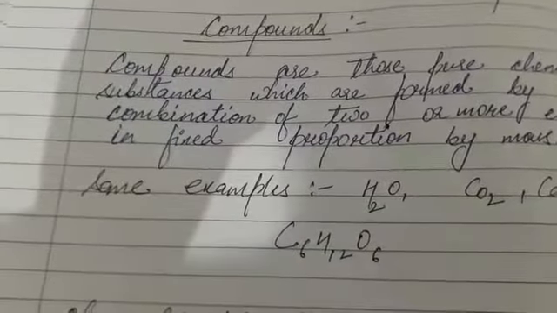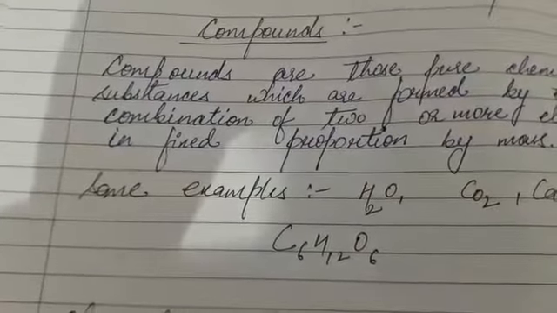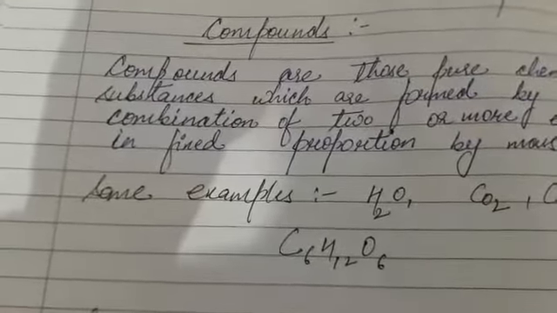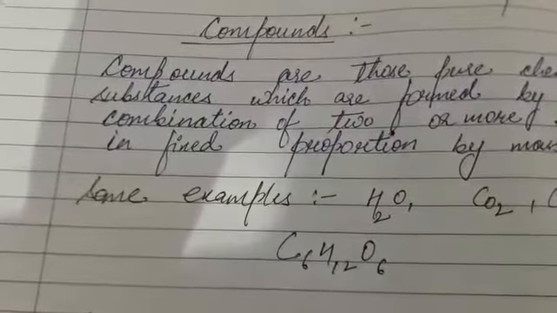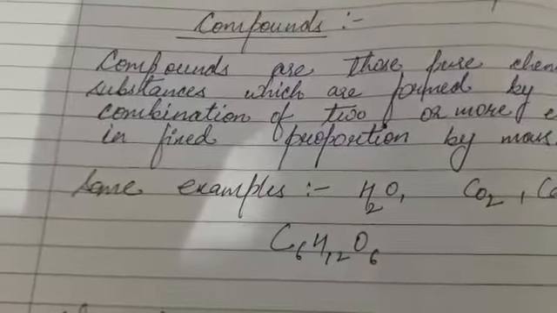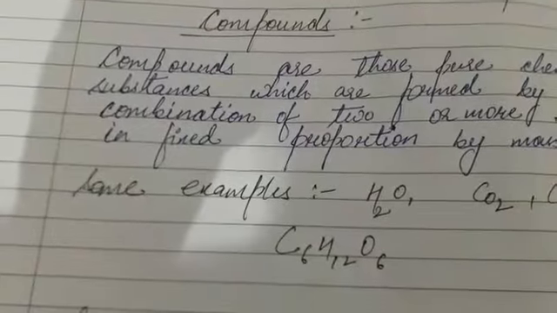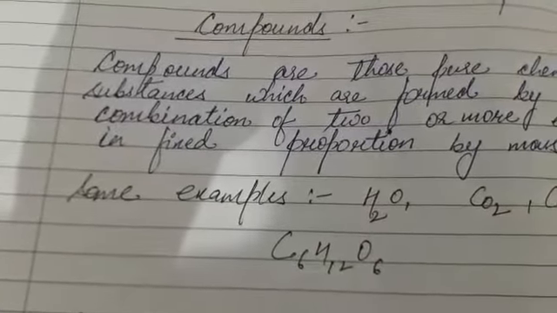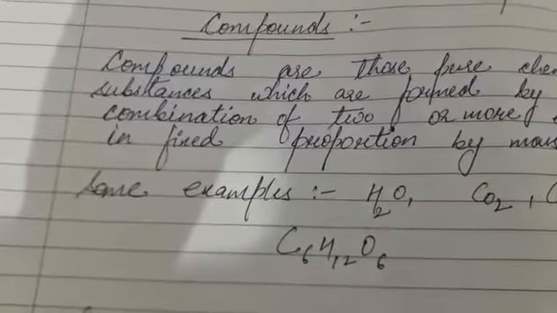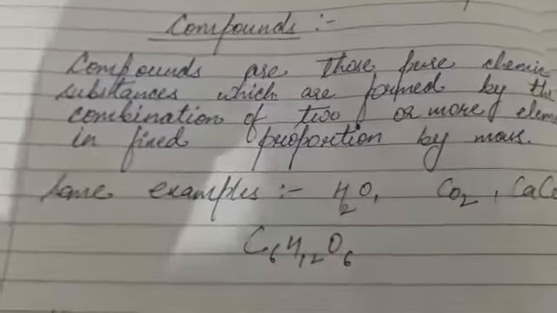On the other hand, compounds that are formed by sharing of electrons are called covalent compounds. For example, hydrochloric acid HCl, ammonia NH3.